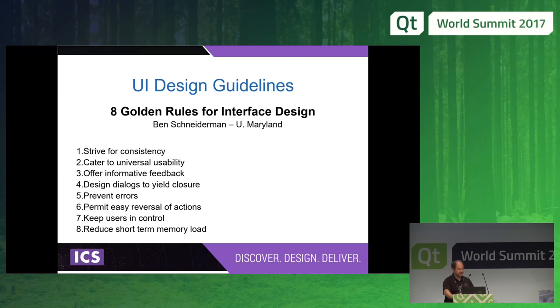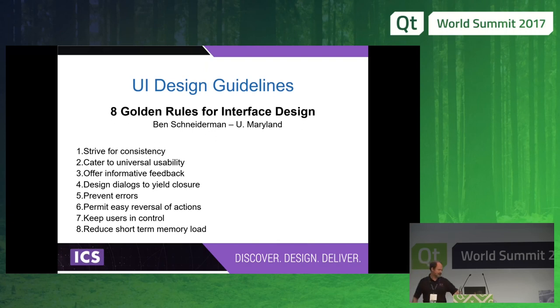What I'm going to present here is a set of 8 golden rules for interface design. These came from Professor Ben Shneiderman. He is one of the rock stars in the user experience field, and he came up with this set of 8 guidelines, and it's a good list. There are other lists out there. You might see some from Jakob Nielsen. He's got a list of 10 that's also very, very good. When I learned these rules, these are the 8 that I used, and I've internalized them.